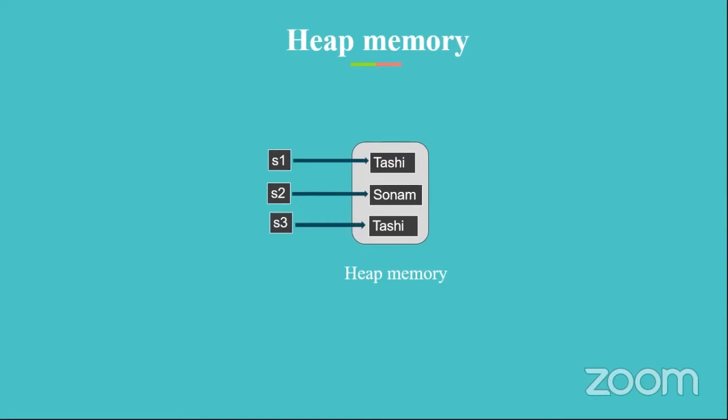Now, if you see the difference between the string constant pool memory and the heap memory, we can see clearly that in the string constant pool, duplication is not allowed. In the heap memory, duplication is allowed. So here we have two Tashi objects being created. This is the difference between creating an object using the new keyword and without using the new keyword. This kind of concept exists because it is required in project development.